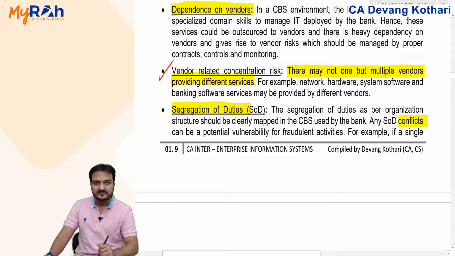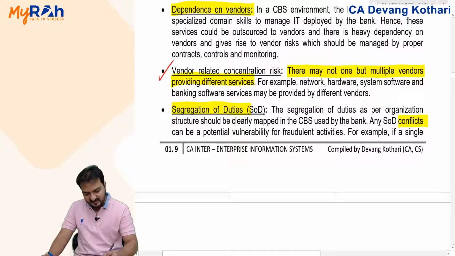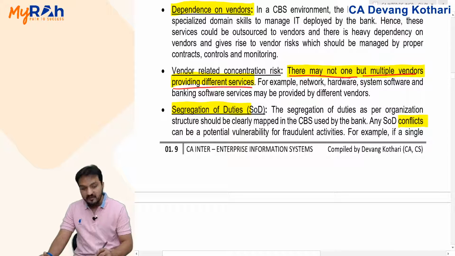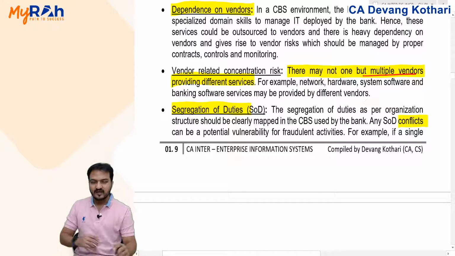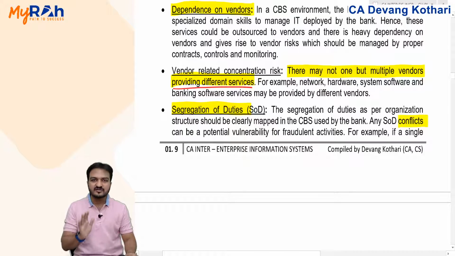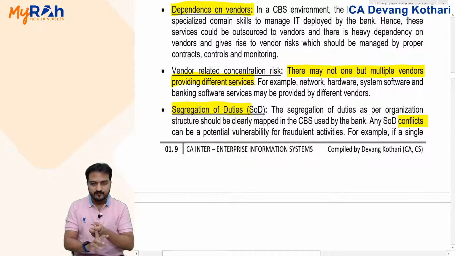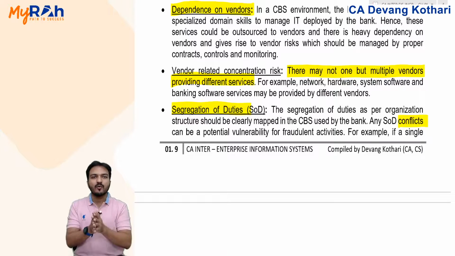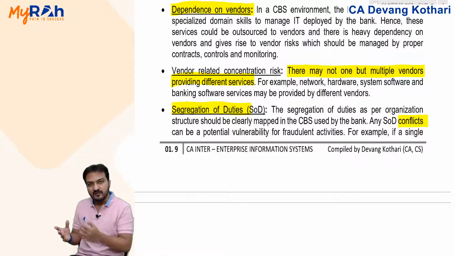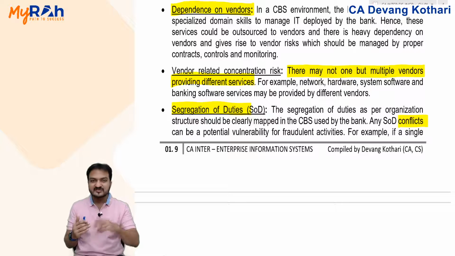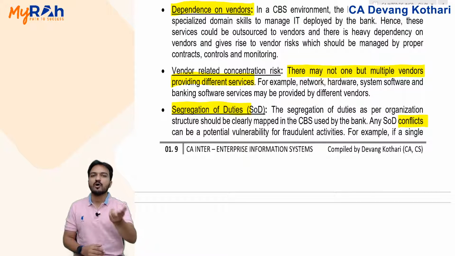Vendor related concentration risk. Vendor concentration risk says that there may not be only one but multiple vendors providing different services. Like say in my mobile phone, my mobile services come from two vendors. One is Samsung, who has given me the phone instrument. One is Airtel, who is giving me the network. So multiple vendors are coming together to provide this service to me. Now what is the problem in that? Well, the problem is that whenever there is a problem, these vendors might blame the problem on one another.